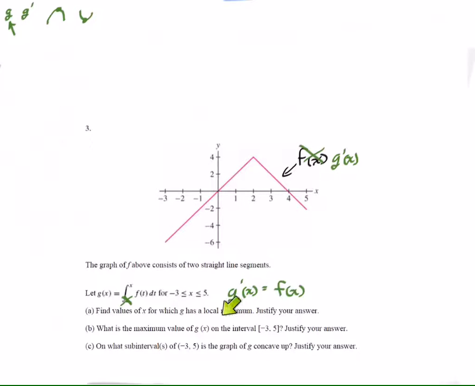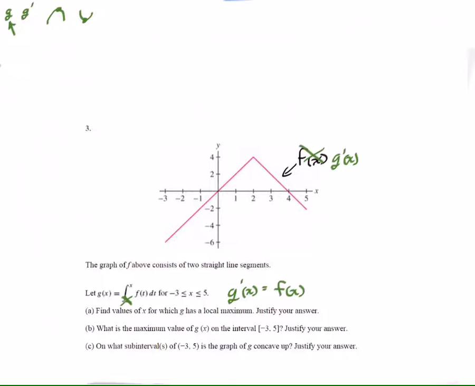Local maxes and local mins are where the derivative equals 0, right? Now, I just said that this graph is g prime. Could you guys tell me where it equals 0? It equals 0 right there at 0, and it equals 0 right there at 4. Those are your critical values.